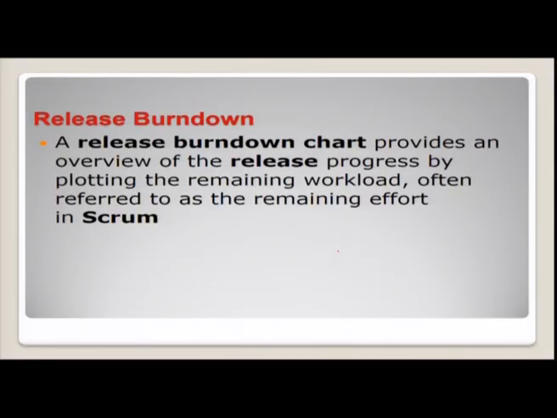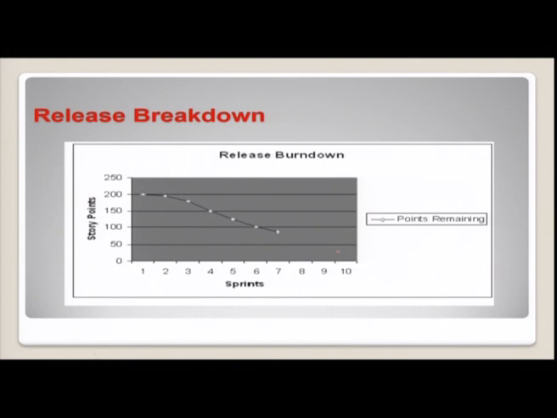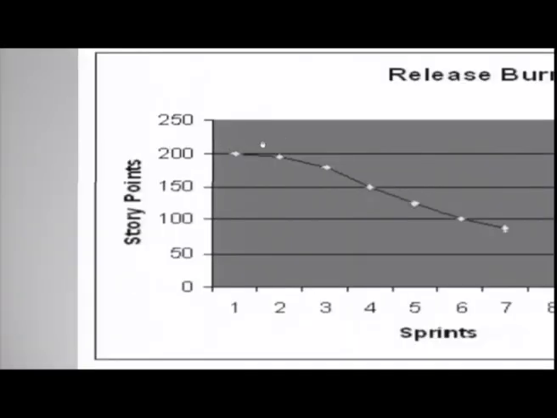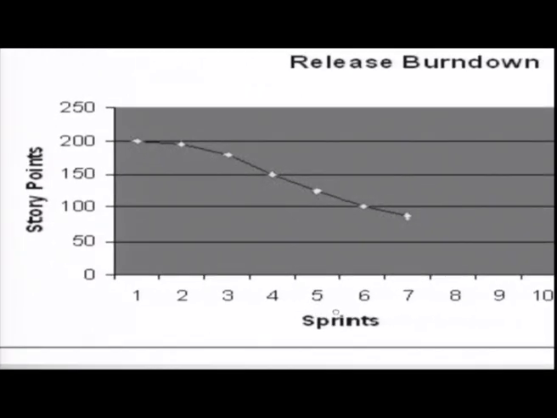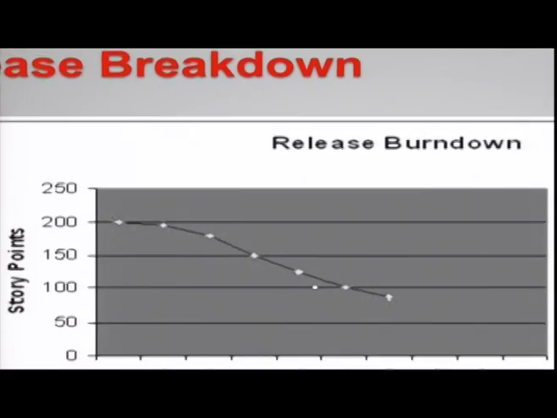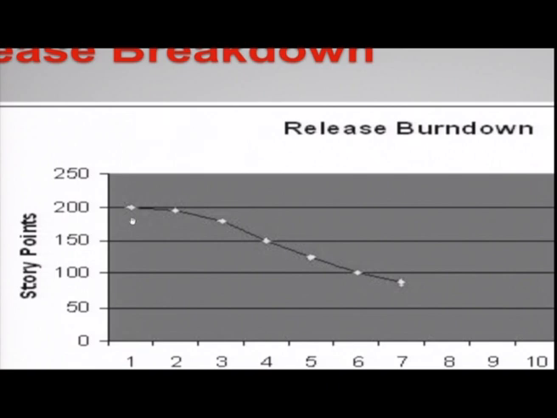Then the release burn down chart. A release burn down chart provides an overview of the release progress by plotting the remaining workload, often referred to as the remaining effort, that is available in Scrum. This is a release burndown chart. Here you have the story points and here you have the sprints. Initially there were 200 story points.